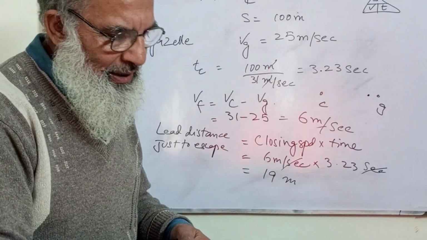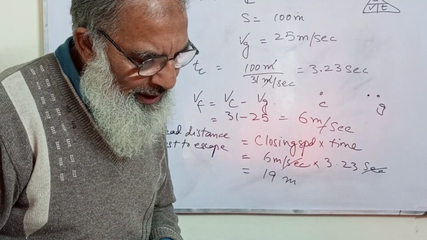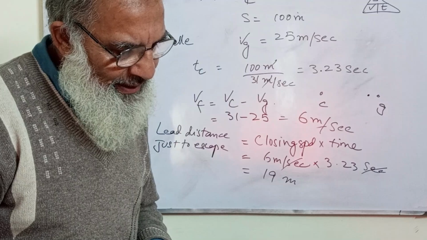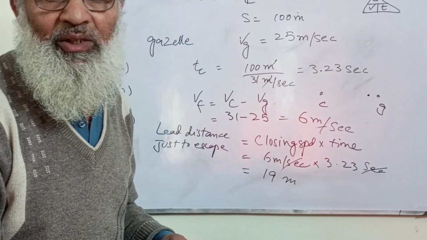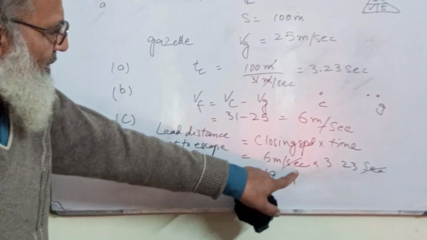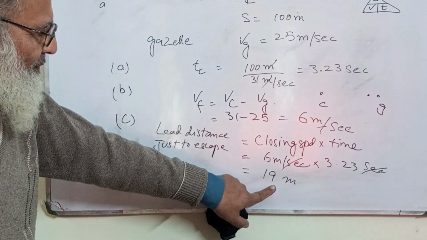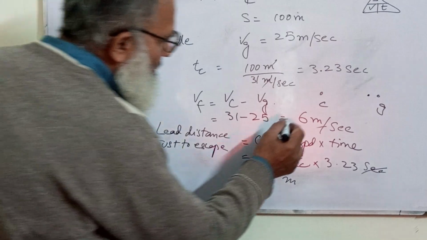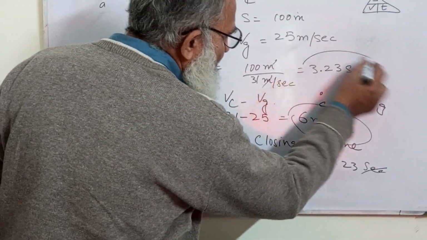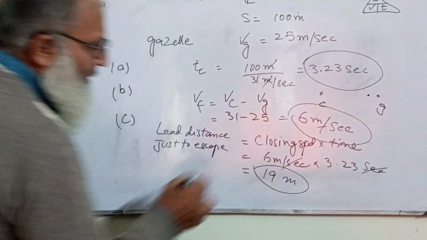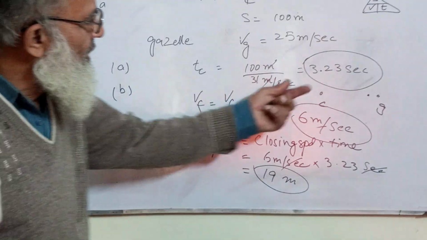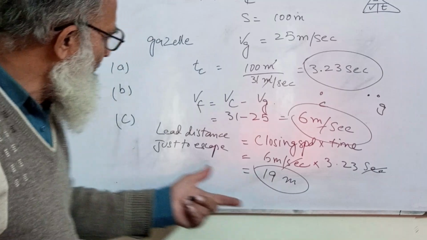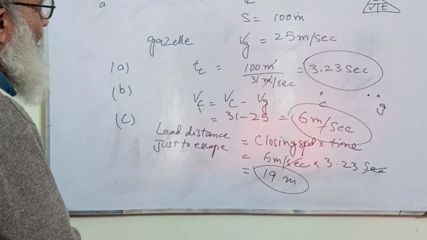Now, how long would it take the cheetah to catch the gazelle, with the closing speed you calculated in B and the distance you calculated in C? Now this is the lead distance, 19, which we calculated in C. We have to keep all the answers with us. Now this is 3.2, this is 6 meters per second, and this is 19 meters.